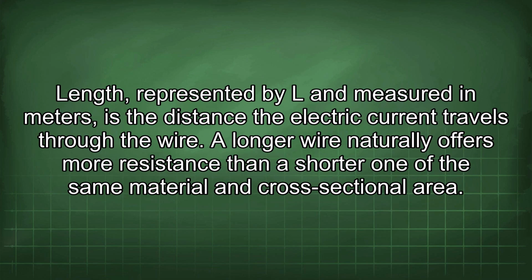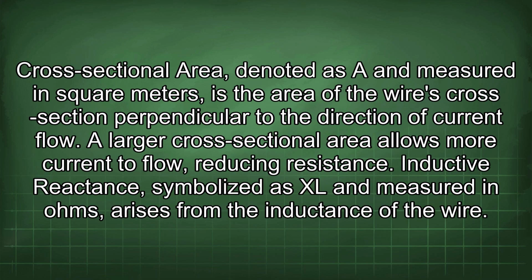Length, represented by L and measured in meters, is the distance the electric current travels through the wire. A longer wire naturally offers more resistance than a shorter one of the same material and cross-sectional area. Cross-sectional area, denoted as A and measured in square meters, is the area of the wire's cross-section perpendicular to the direction of current flow. A larger cross-sectional area allows more current to flow, reducing resistance.